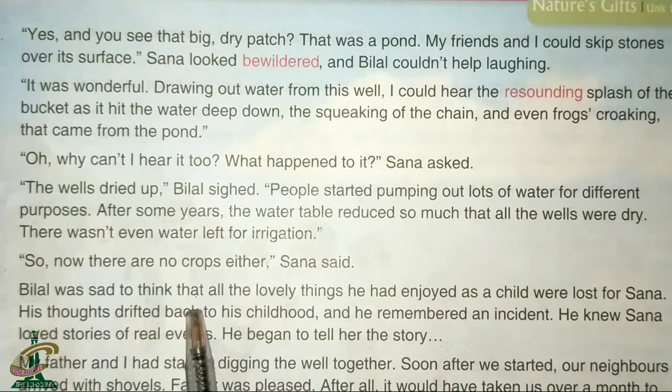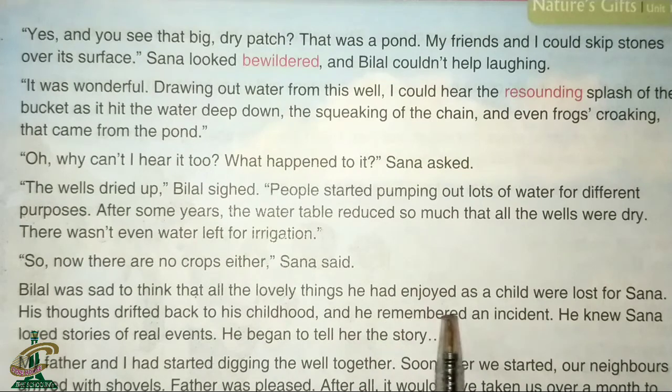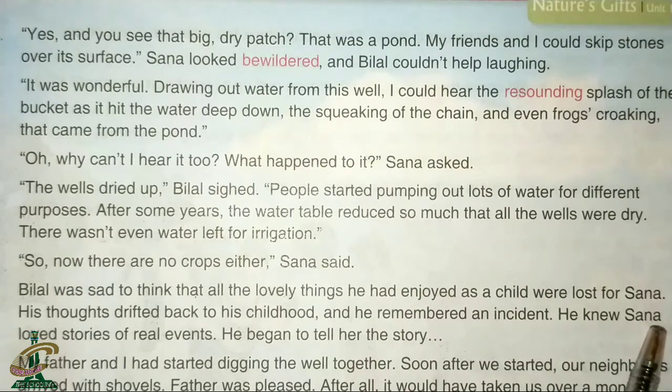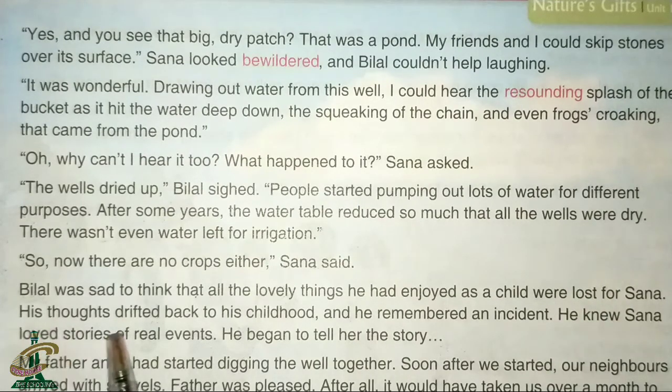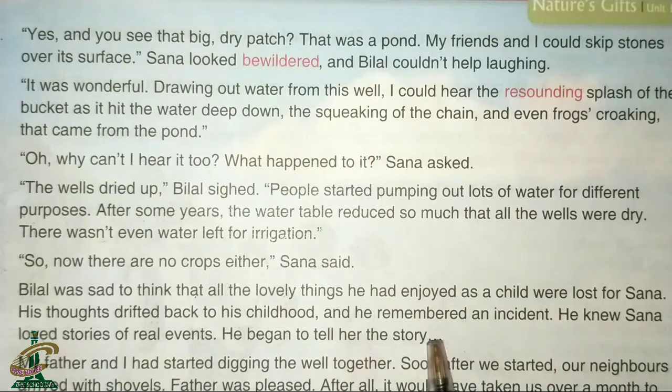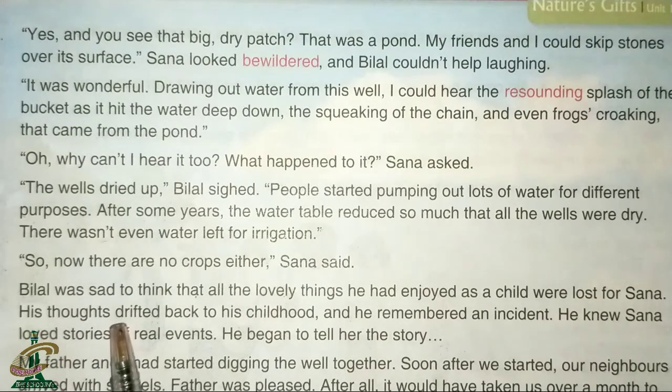Bilal was sad to think that all the lovely things that he had enjoyed as a child were lost for Sana. As Bilal enjoyed the natural and fresh things as a child, Sana missed all these things. His thoughts drifted back to his childhood and he remembered an incident. He knew Sana loved stories of real events. He began to tell her the story. So here Bilal was sad that Sana couldn't enjoy natural things as a child, and this made him quite sad. And then he drifted back.